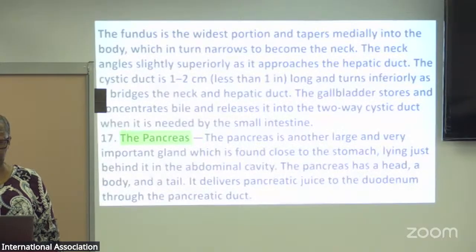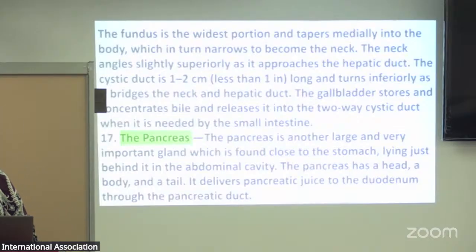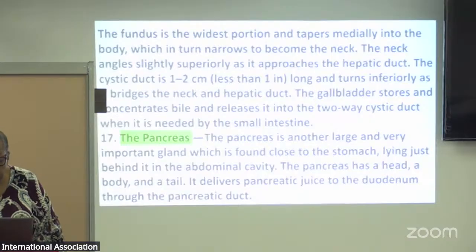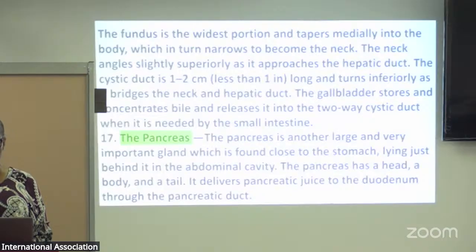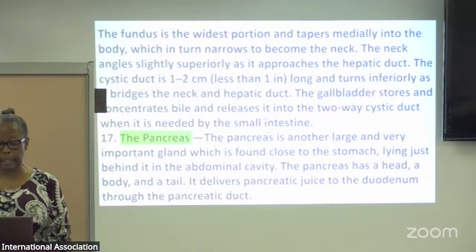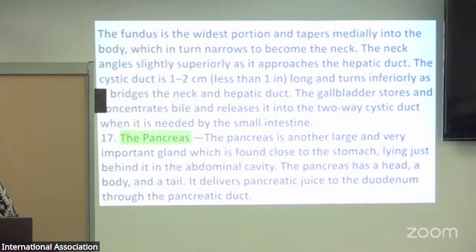The fundus is the widest portion and tapers medially into the body, which turns narrow to become the neck. The neck angles slightly superior and approaches the hepatic duct. The cystic duct is 1 to 2 centimeters, less than an inch long, and turns inferiorly as it bridges the neck and the hepatic duct.